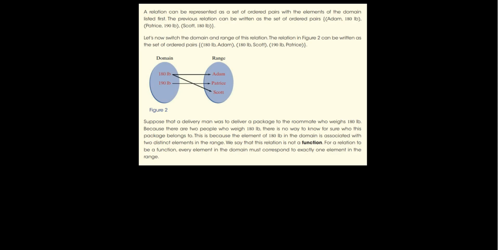Okay, so a relation can be represented as a set of ordered pairs with the elements of the domain listed first. The previous relation can be written as a set of ordered pairs: Adam goes to 180, Patrice goes to 190, Scott goes to 180. Now, if we switch the domain and range of this relation, then we have this: 180 goes to Adam and Scott, 190 goes to Patrice. Okay.